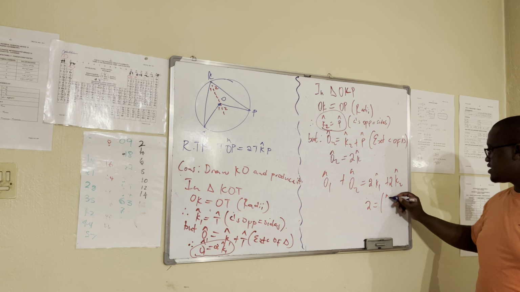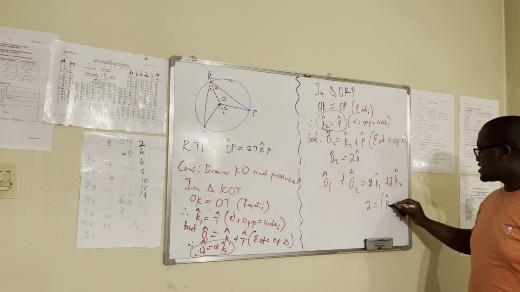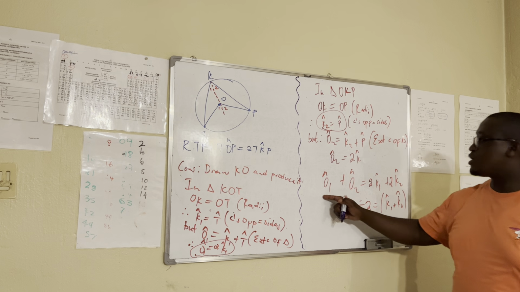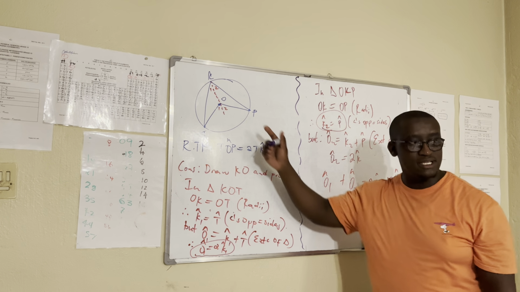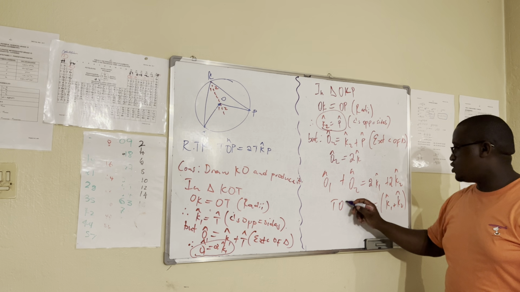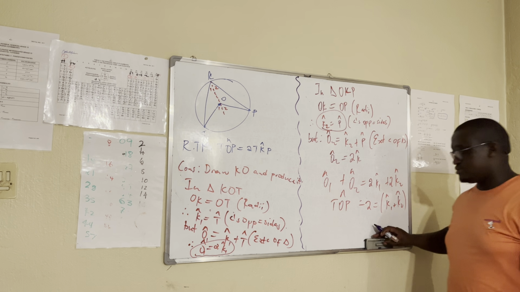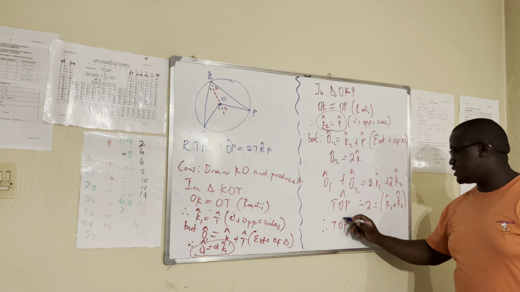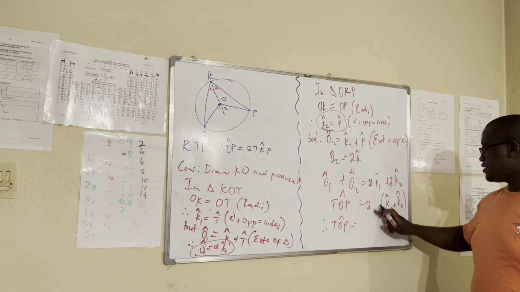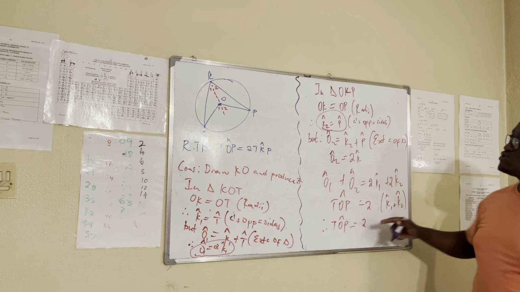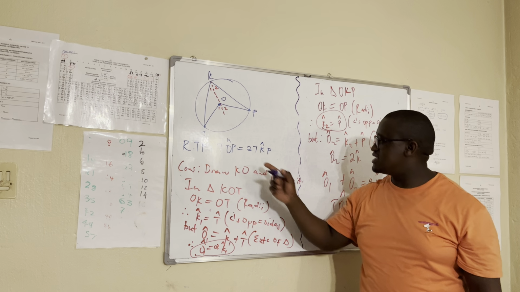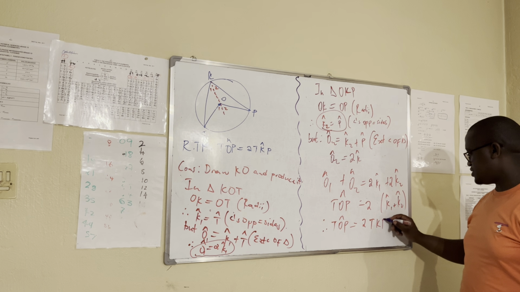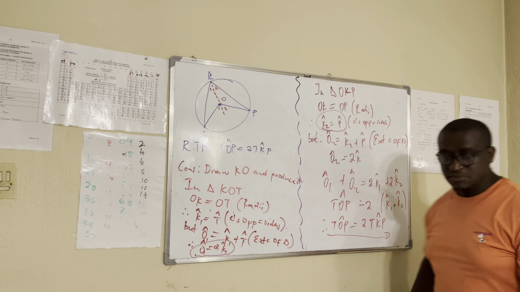I'm going to have 2 times K1 plus K2, and that is equal to O1 plus O2, which is angle TOP. And K1 plus K2 is angle TKP. So angle TOP is equal to 2 TKP. Then you proved it. Next question.